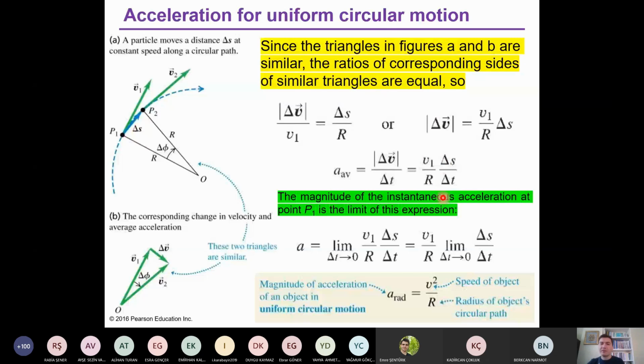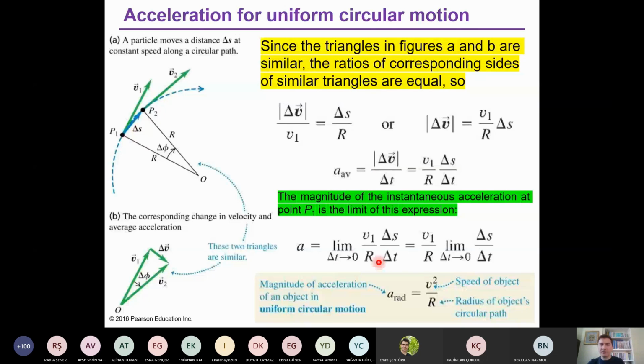Now I would like to calculate instantaneous acceleration. This is average acceleration. So what about the magnitude of the instantaneous acceleration at point P1, for example? Then I can write instantaneous acceleration with limit delta T goes to 0. Instead of delta V, just use this expression, and here we have delta T. So what do you see here? V1 over R times delta S over delta T, okay? We just take the limit of this term when the delta T goes to 0.